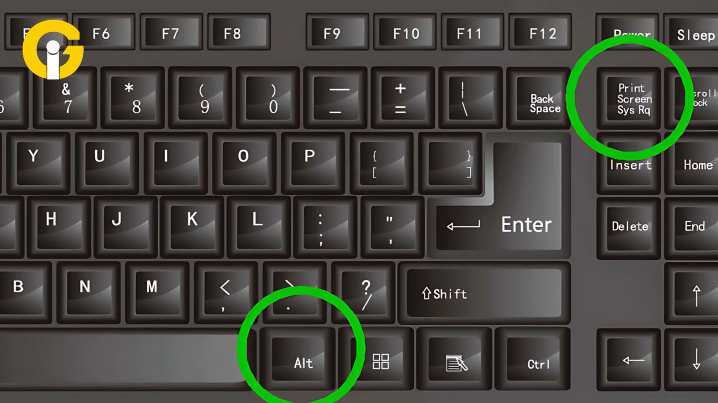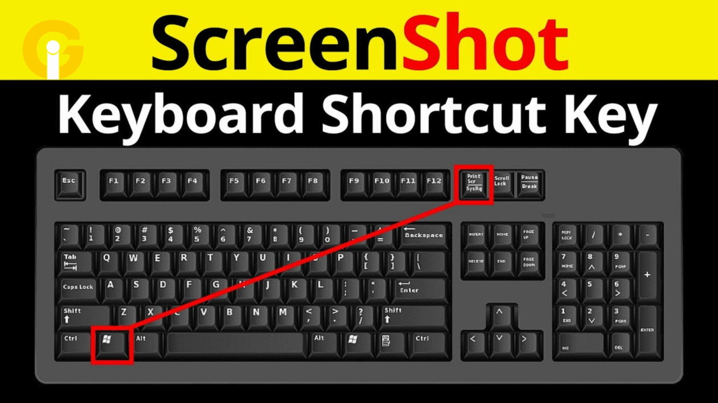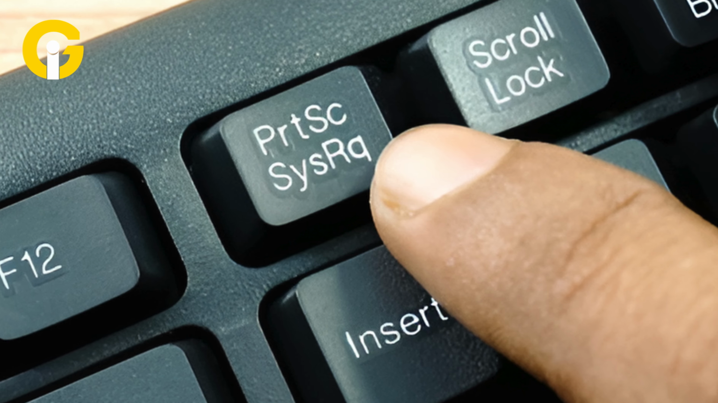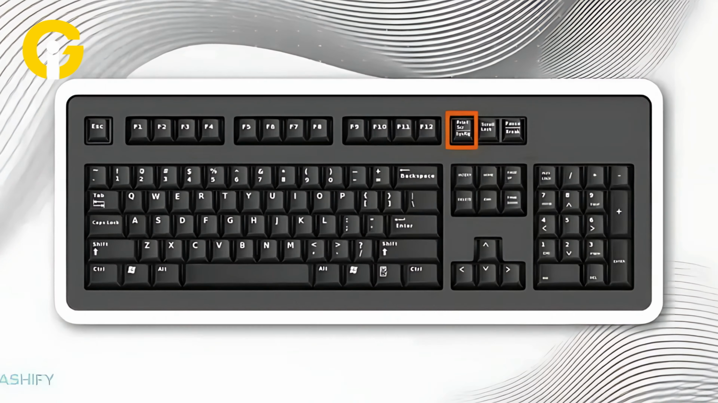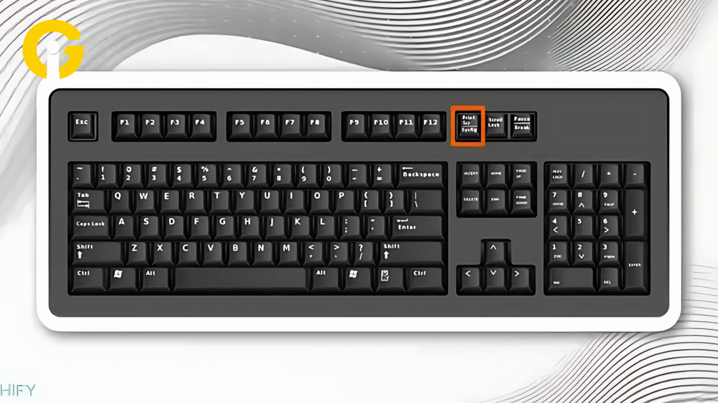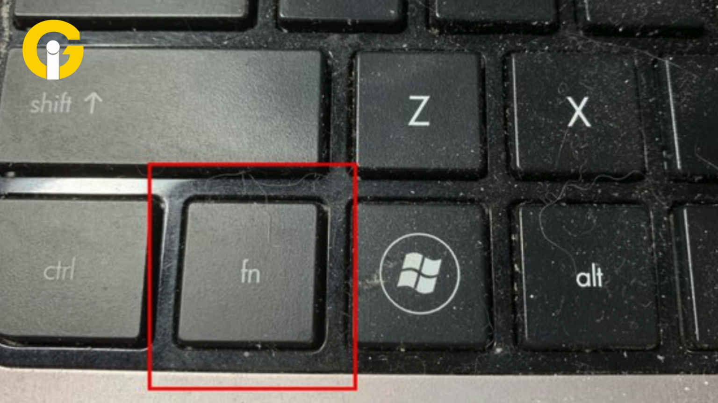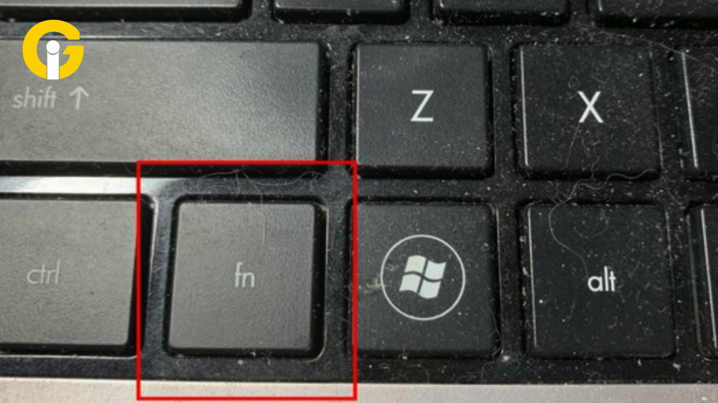Number 3. Keyboard shortcuts. Print screen. Windows offers 6 keyboard shortcuts for capturing screenshots. 3 utilize the print screen key, while the others involve the Windows key. Number 1. Print screen. Captures the entire screen, sending the image to the clipboard. If the button doesn't work on its own, try pressing Function along with print screen.